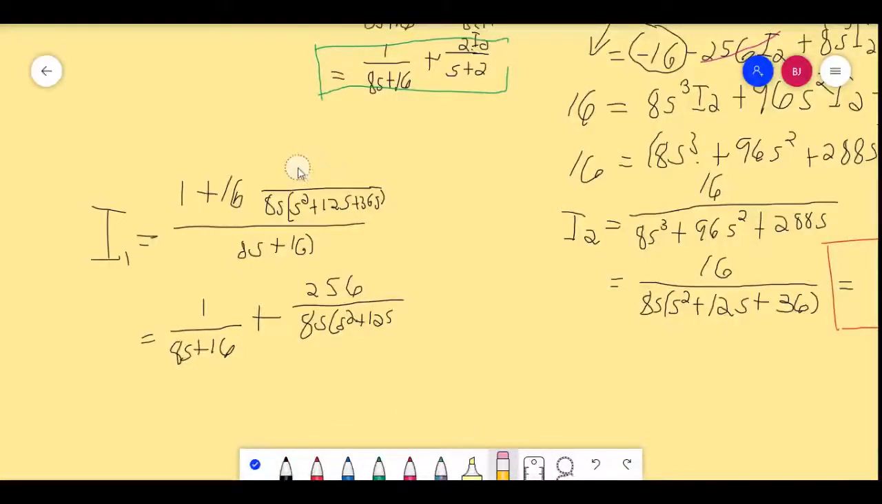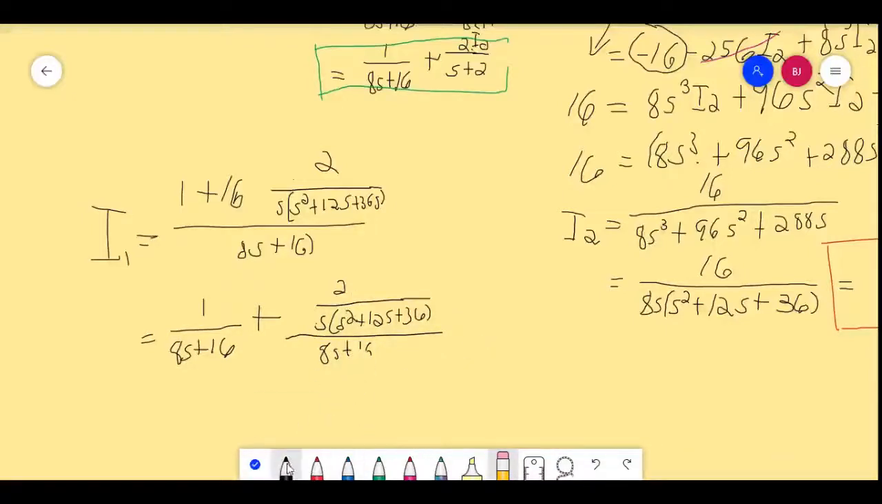Should have been 2. I already eliminated that. I forgot. Let's fix that. So this is supposed to be 2, and this is 2. 36. There you go. Then divided by 8s plus 16. Then we put this at the top side.